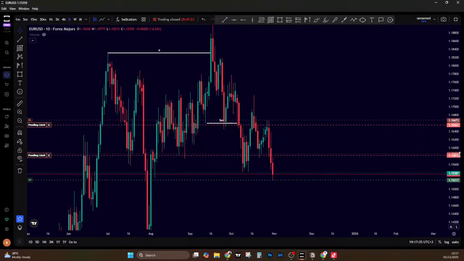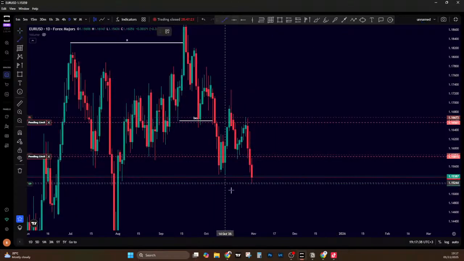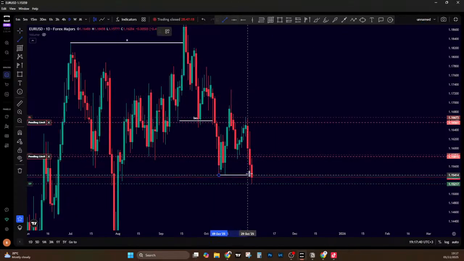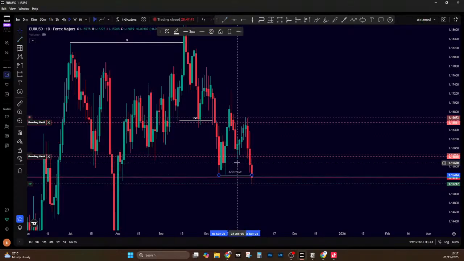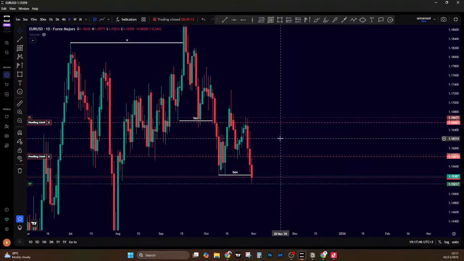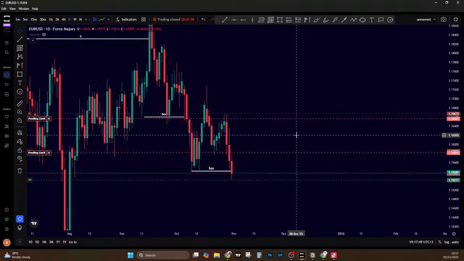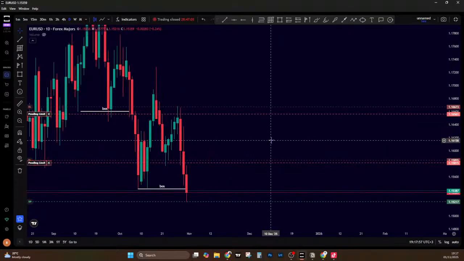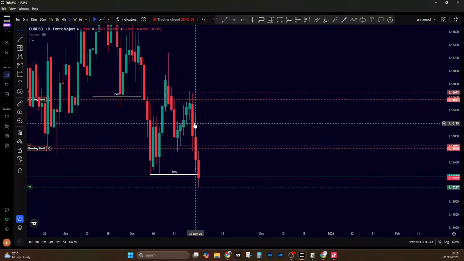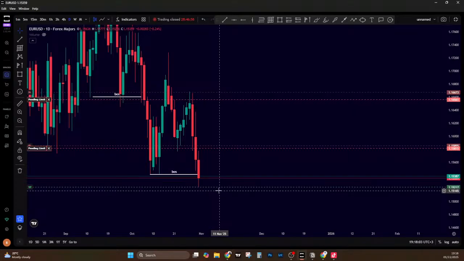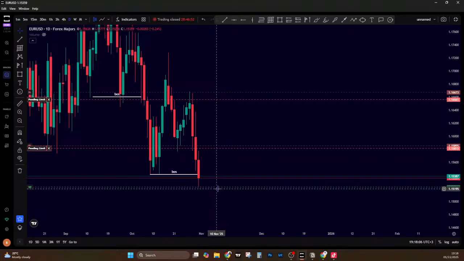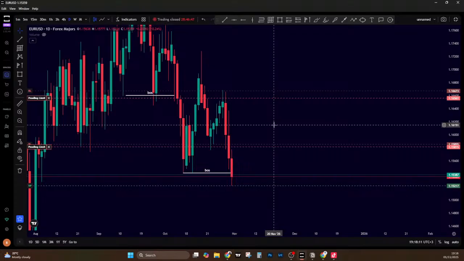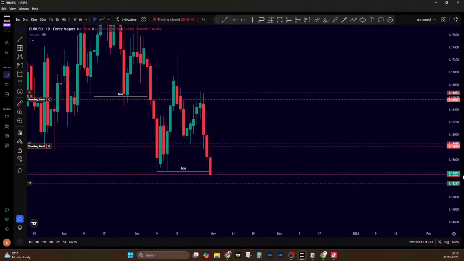And then just recently, this was yesterday, the market took this equal lows here. So what this tells you is that we are crazily bearish. We are bearish. So because the market has broken this structure, we should look for what? We should look for opportunities to sell the market.